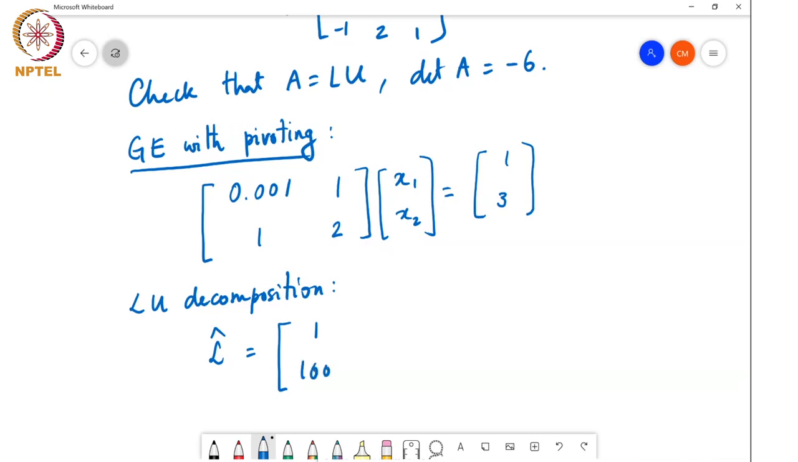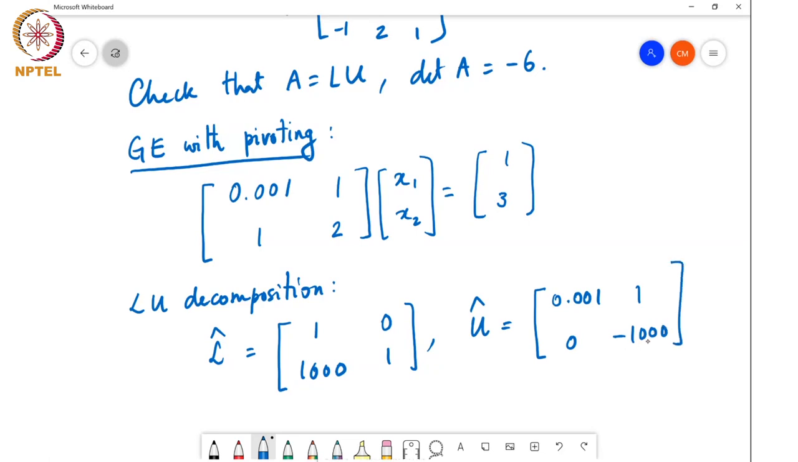So this will be 1000. That is just the ratio of these two. And then 0, 1. And U hat will be equal to 0.001 1 0 and minus 1000. It turns out that this value is actually minus 1000.001 or something like that, but because you're doing it in finite precision arithmetic, this has an error due to this round off or chopping that happens in finite precision arithmetic.